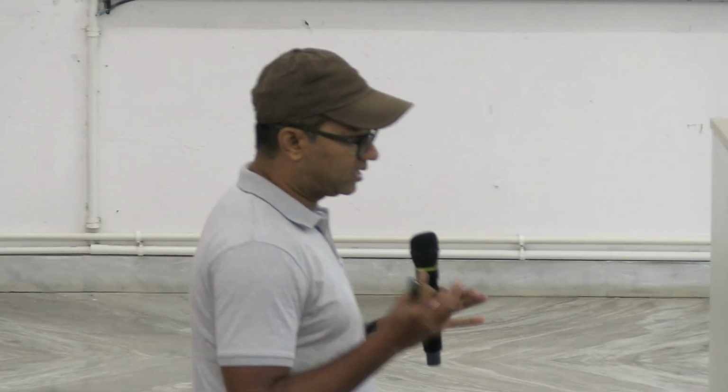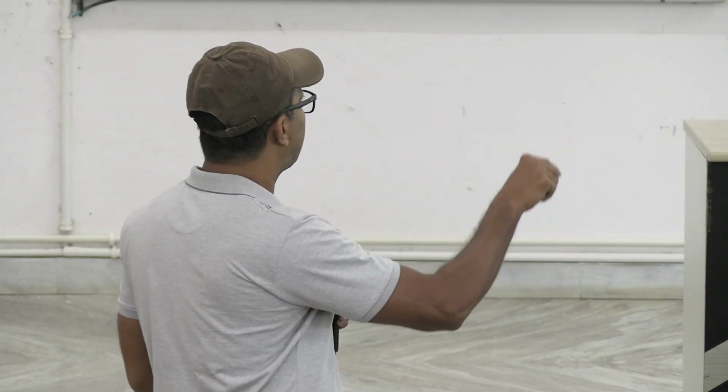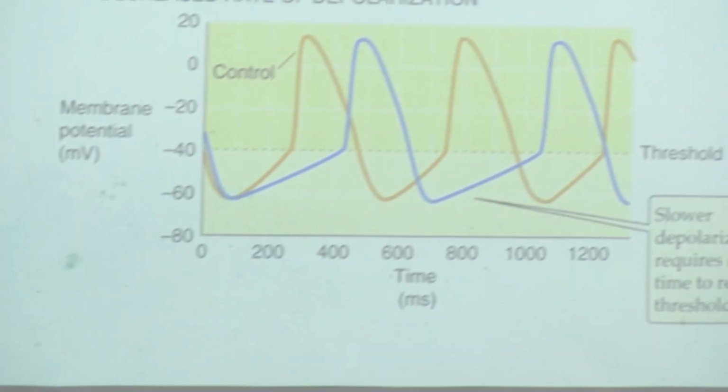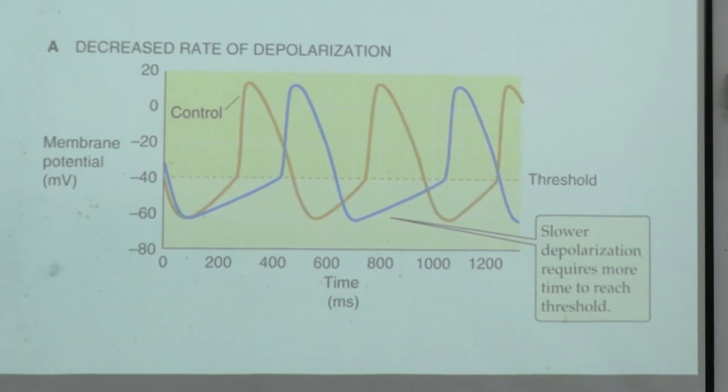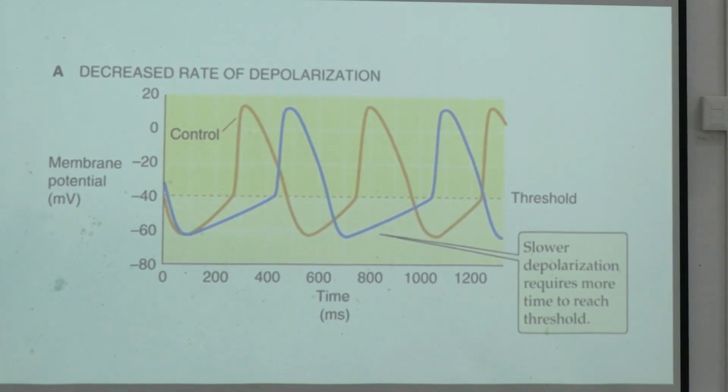How can we change the heart rate? Number one, we can reduce the steepness of phase 4 action potential. This orange color is the normal and the blue color is when we apply some drug which reduces the steepness of phase 4 action potential, right? Initially the steepness was high, this tan theta matters.